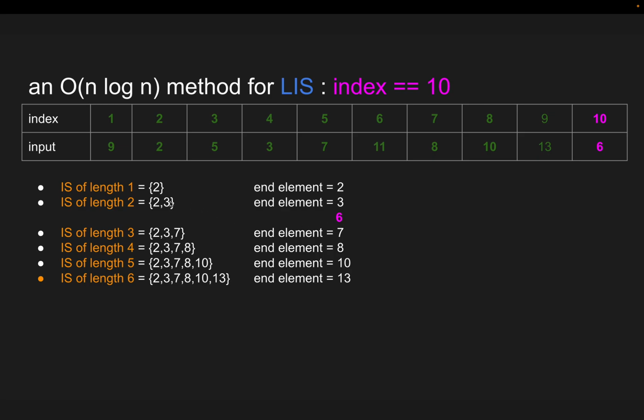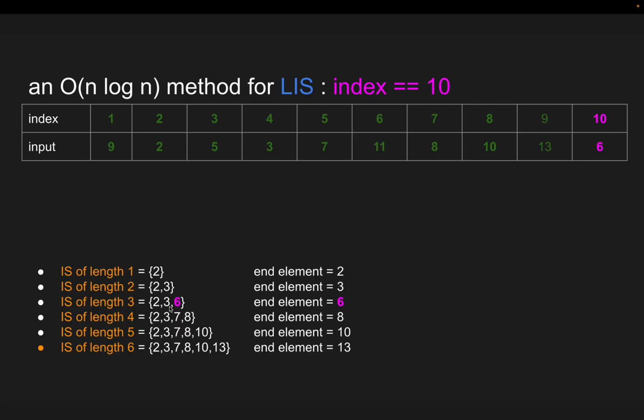Concat 6 to length 2 to 3, so 2, 3, 6. And again, we can see from this one, 3 can trace back to 2. 6 was concatenated to the end of 3, right? 2, 3, 7, 2, 3, 6. Sorry.